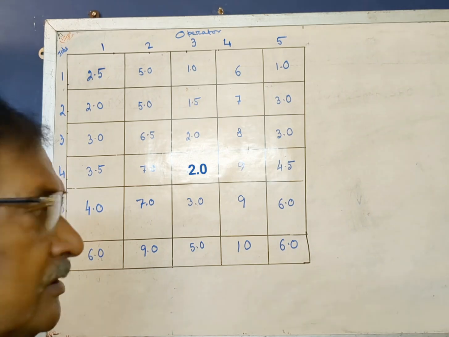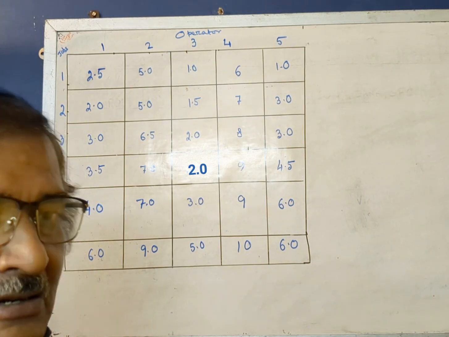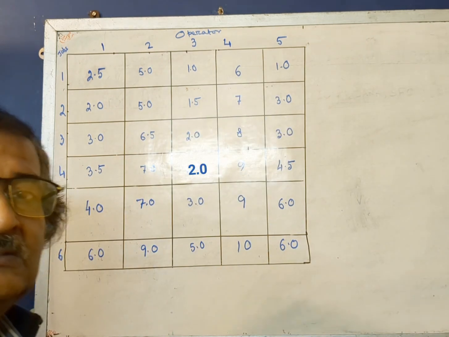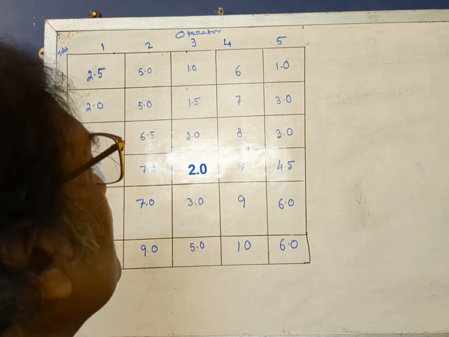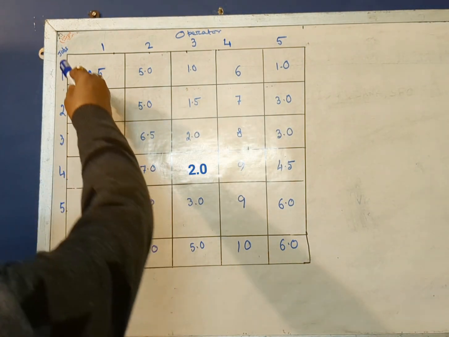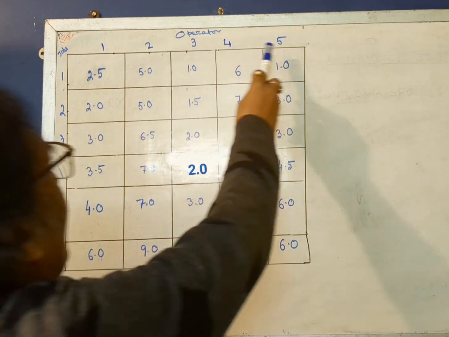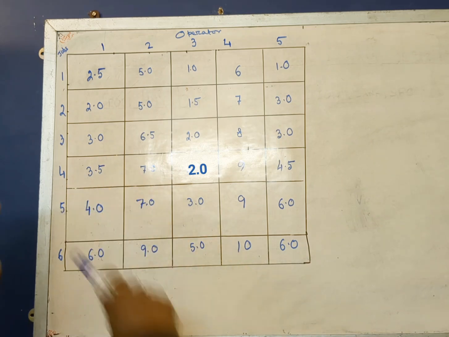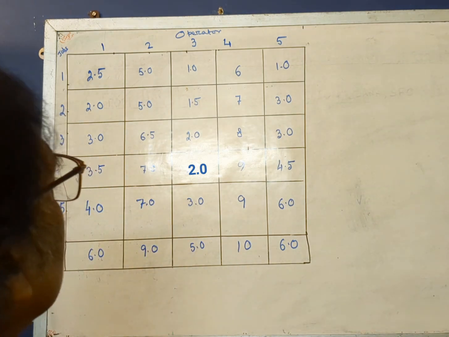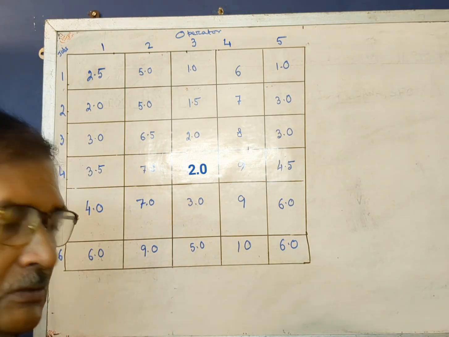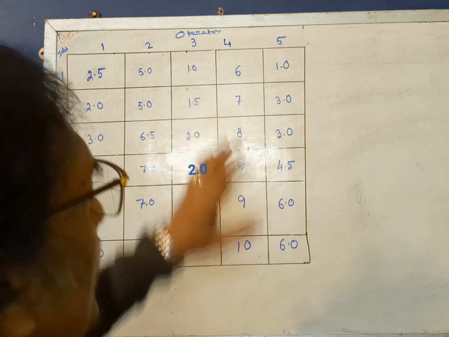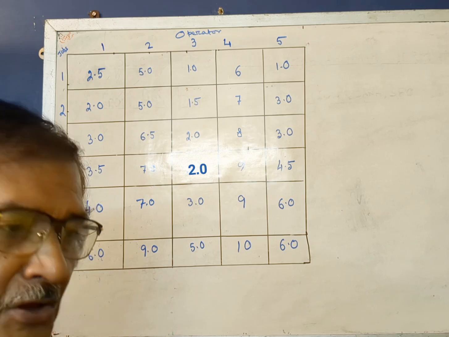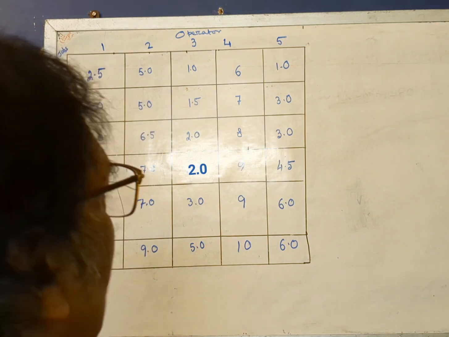Today I am going to discuss the unbalanced assignment problem. This is a 6 by 5 unbalanced assignment problem. 6 jobs are given and 5 operators are to be allocated with the jobs. As this is an unbalanced problem because the number of jobs and number of operators are not the same, then what will you do to proceed to solve the problem?